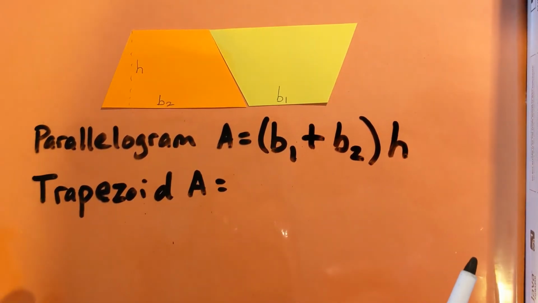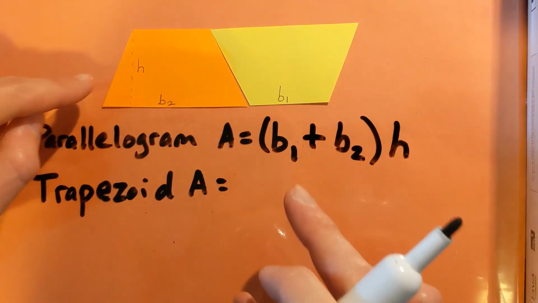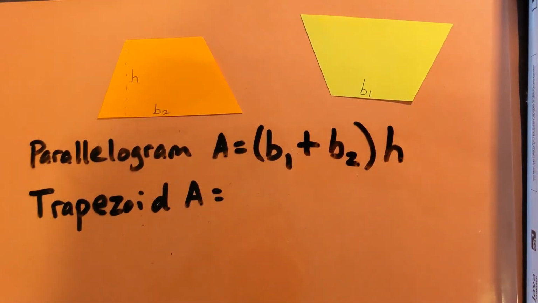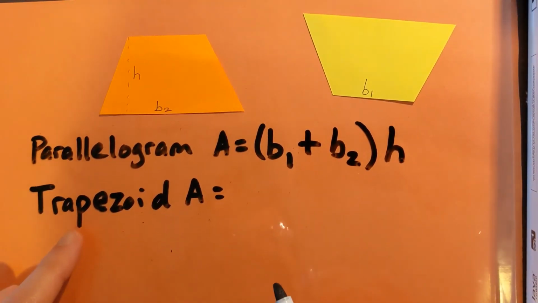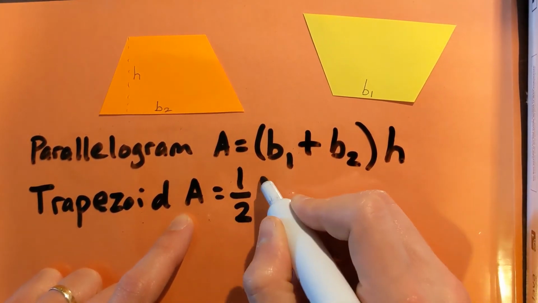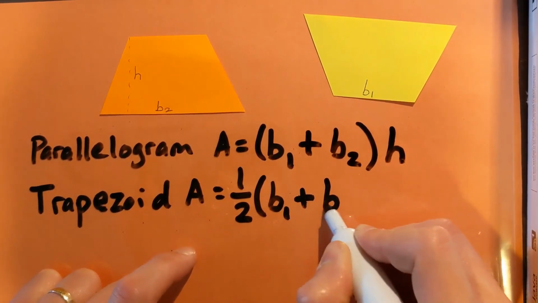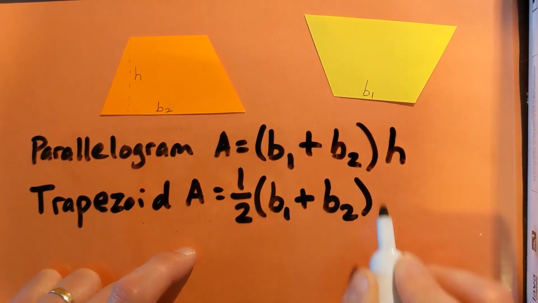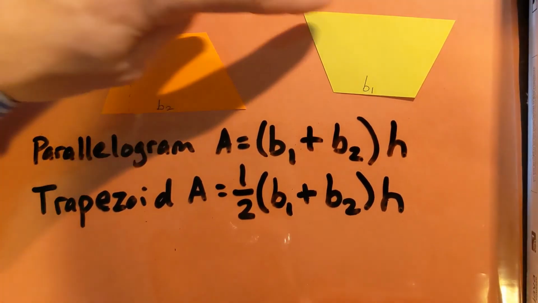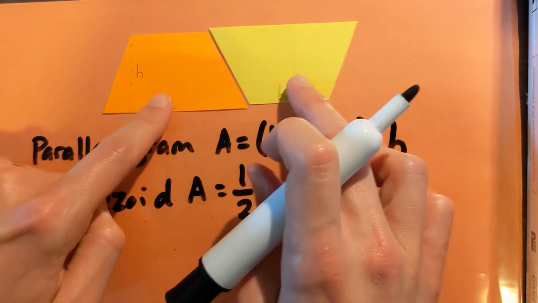But remember, we're trying to find the area of a trapezoid. So one of these trapezoids is going to be this formula cut in half. So the area formula for a trapezoid is 1/2 of base 1 plus base 2 times the height. Because one trapezoid is half of a larger parallelogram.